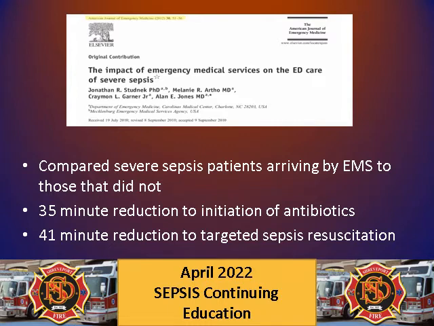This study was the impact of EMS on emergency department care of severe sepsis, and it compared severe sepsis patients who arrived by EMS to those that did not. What it showed is that there was a 35-minute reduction in initiating antibiotics because you've already done the primary survey, you've already given a report, and most likely you're going to be roomed. And then there was a 41-minute reduction to targeted sepsis resuscitation, which, as you recall, is how we help and heal these patients.